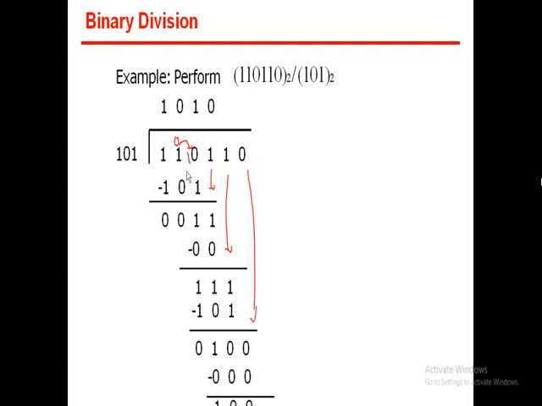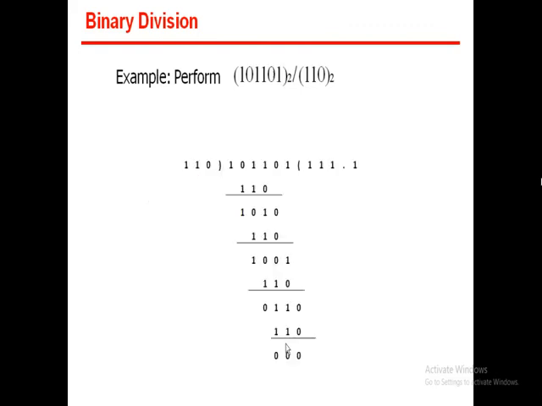Another example is 101 divided by 110. So here first consider the first 3 digits, 101 and 110. 101 is 5, 110 is 6. So we can't divide 5 by 6.